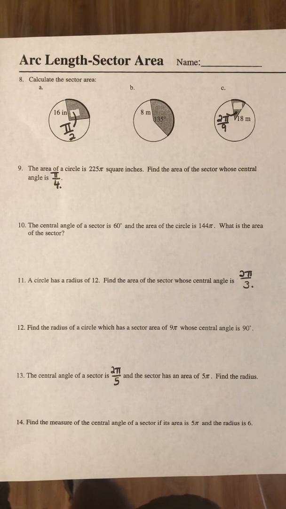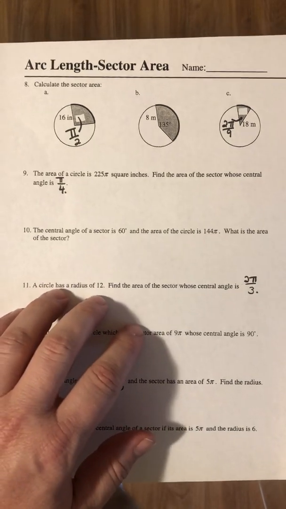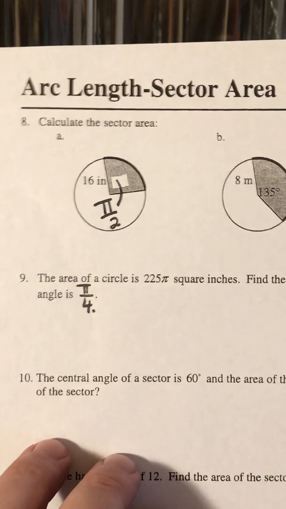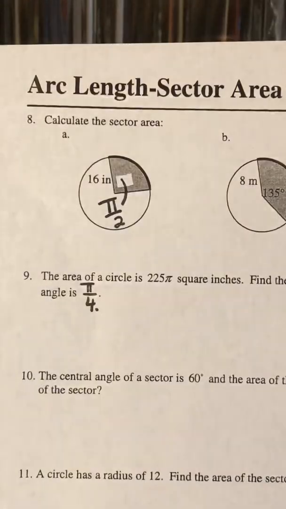So now I'm going to go over some of the sector area homework for those of you that still had questions. So let's start with number 8 over there. It says calculate the sector area. So again, we've got the two different formulas. And in this case, we're dealing with radians, pi over 2 radians.